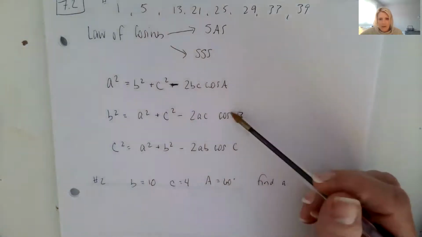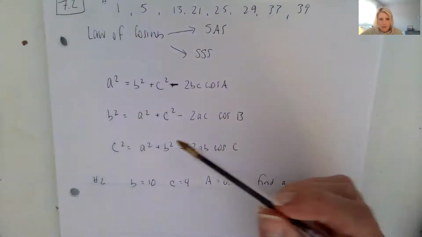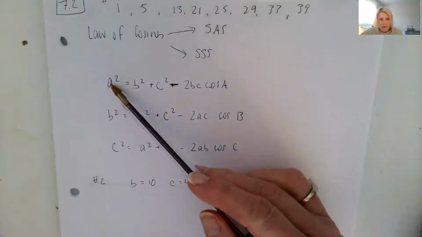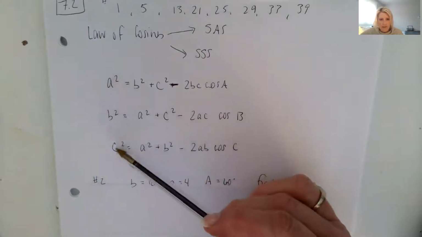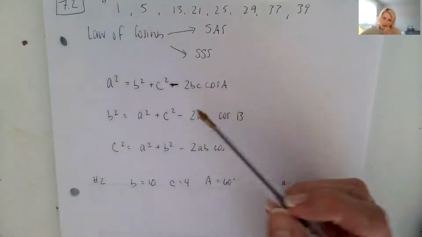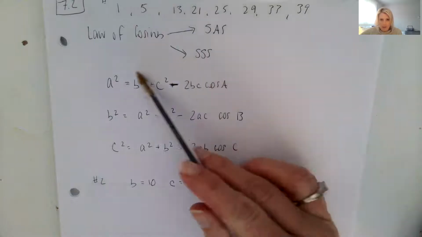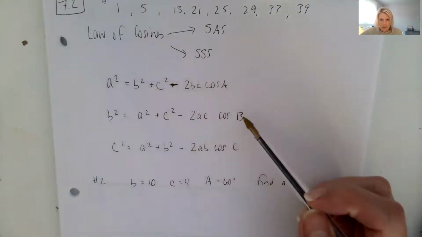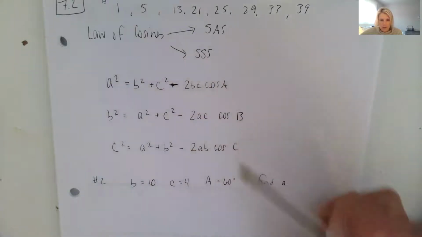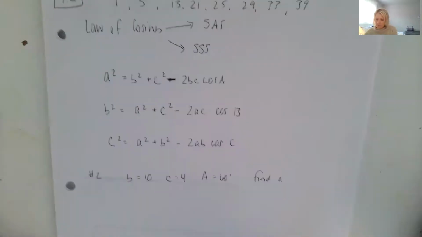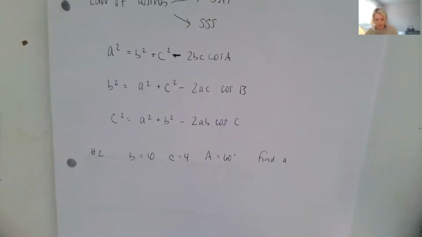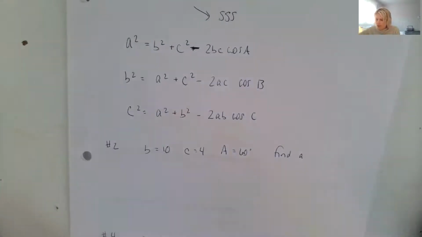So here are the three different formulas that we're going to be using. One when we're trying to solve for side A, side B, and side C. And then when we need to solve for angle A, we're going to have to use this formula, or angle B, we'll use this one, or angle C, we'll use this one. They're all set up similarly though. So let's just jump right in.